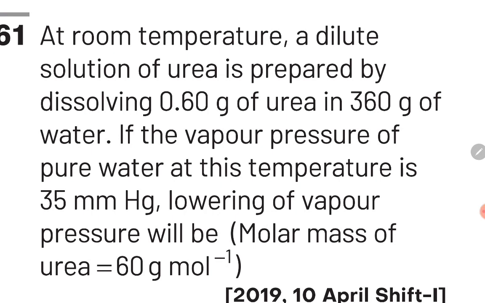Yes, students, the eighth question of this chapter is, at room temperature, a dilute solution of urea is prepared by dissolving 0.6 grams of urea in 360 grams of water. If the vapor pressure of pure water at this temperature is 35 mm of Hg, lowering of vapor pressure will be. Guys, in this question, we need to use the formula of relative lowering of vapor pressure, and this formula is relative lowering of vapor pressure is equal to mole fraction of solute. Mole fraction of solute will be equal to number of moles of solute divided by total number of moles present in the solution.